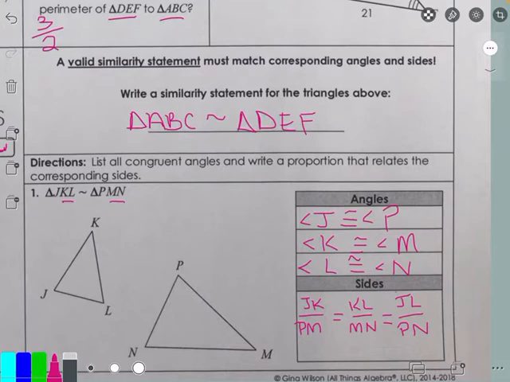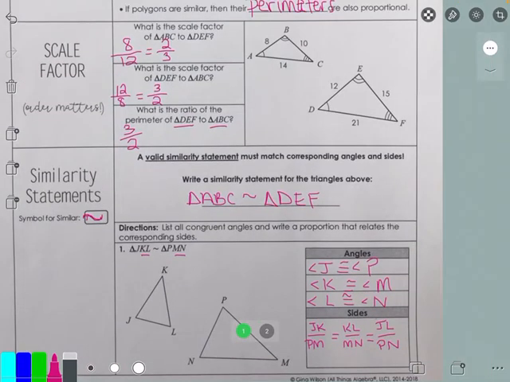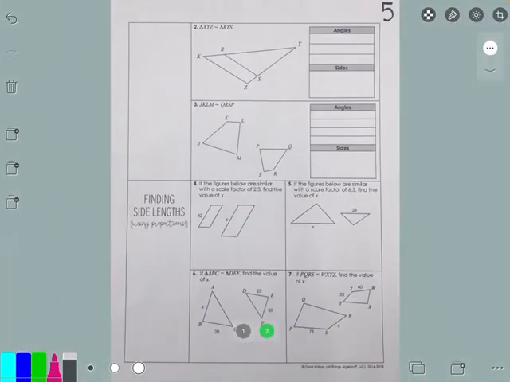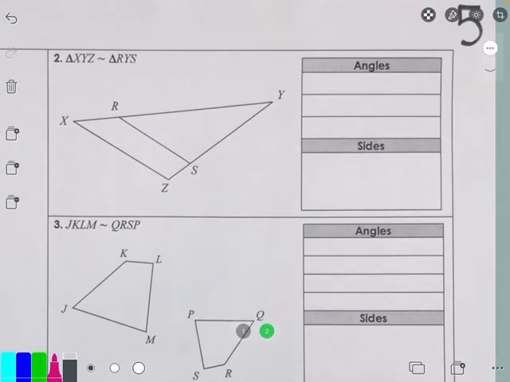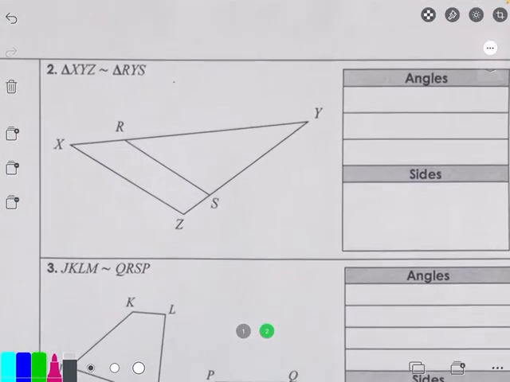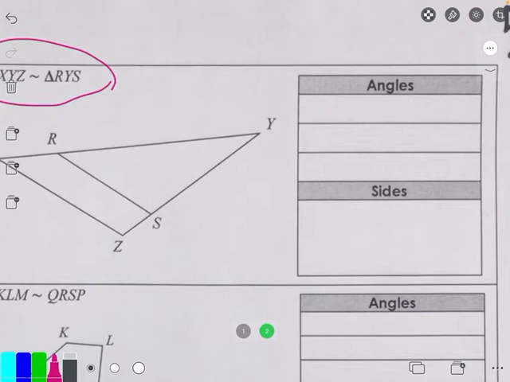So again, let's just try that one more time. I am not even going to worry about this picture. I'm going to worry about the similarity statement, because that alone is going to tell me so much. Again, the angles that match up. First angle with first angle.